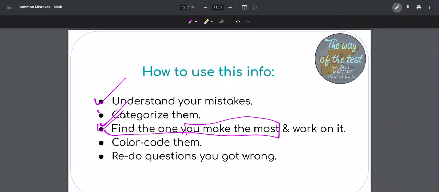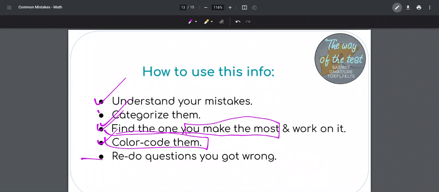As an extra, you can color code them. I noticed a lot of my students color code them, and that helps a lot because it helps you visually to recognize the mistake. Like my knowledge mistakes are going to be red and my silly mistakes are going to be green. That way you can visually see what type of mistake you're making the most.